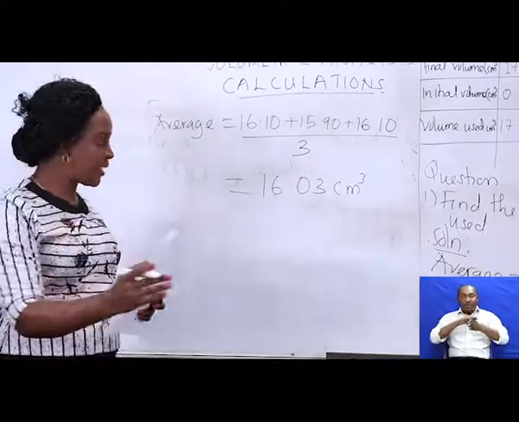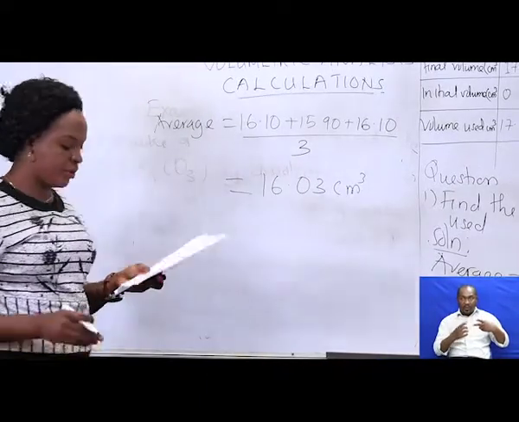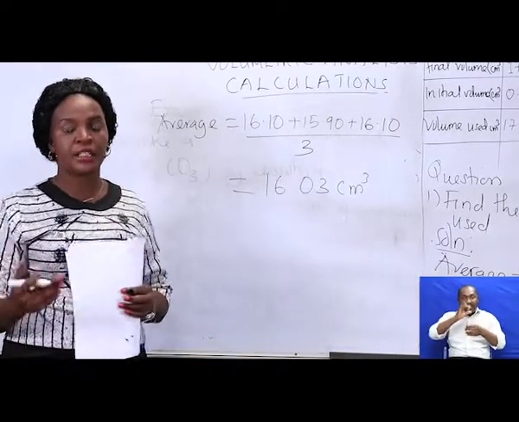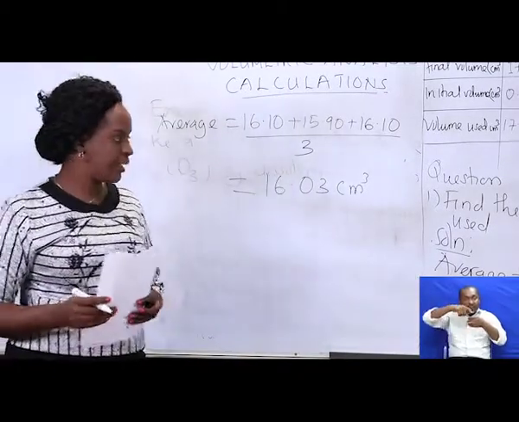So now we have the volume used. What is the volume of this? This is the volume of acid used. Why? Because the acid was filled in the burette.